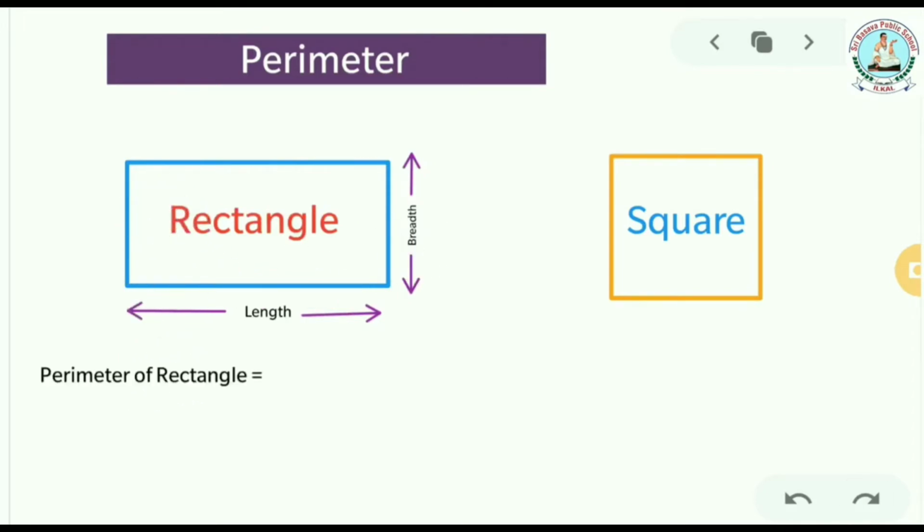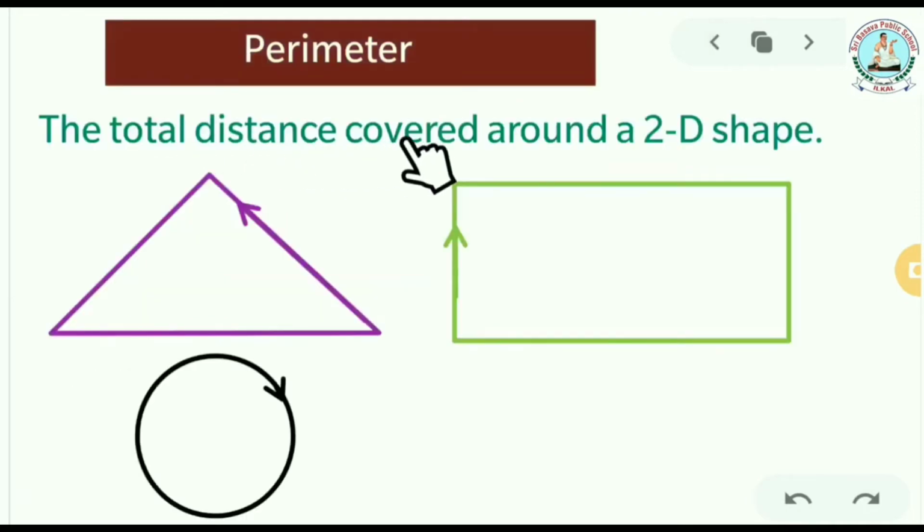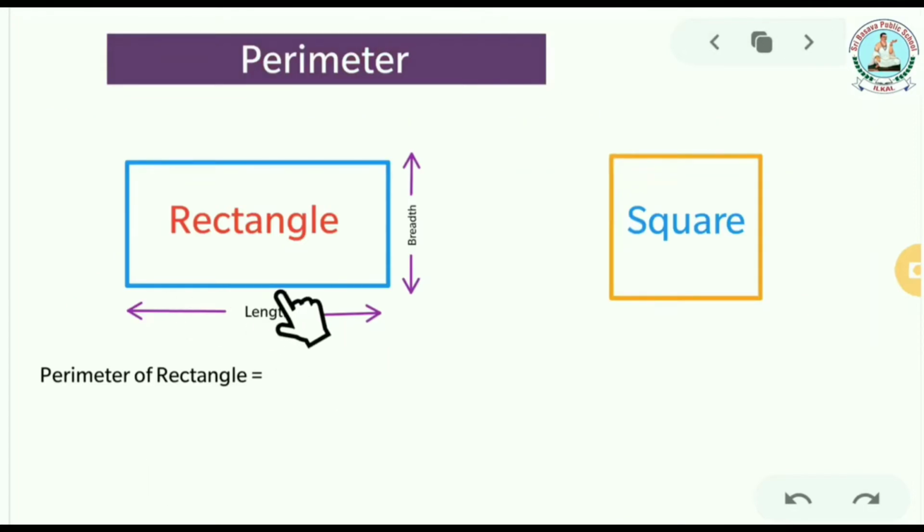Now we are going to write the formula for the perimeter of a rectangle. Just now I said that perimeter is the total distance covered around a 2D shape. So to find the perimeter of this shape, we have to get the total length of this boundary line. How do we get it? Just add the length and breadth. This is length and this is breadth, and again length and again breadth. So length plus breadth plus length plus breadth.